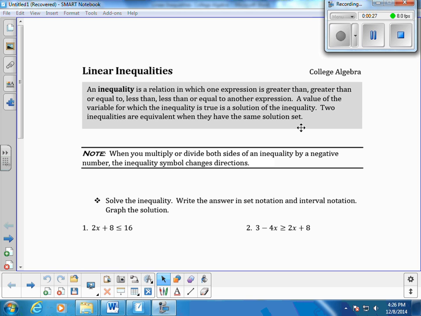Okay, before we get started, there's this special note. When you multiply or divide both sides of an inequality by a negative number, you must flip the inequality symbol. It's going to change directions. So we're going to keep this in mind, and I'll make reference to it when we get there.